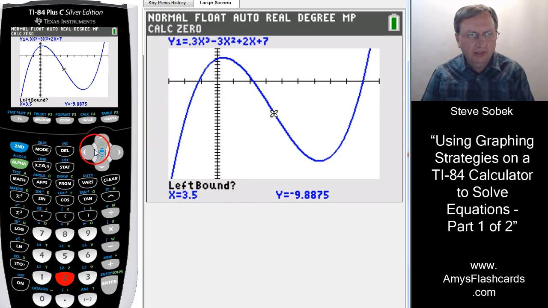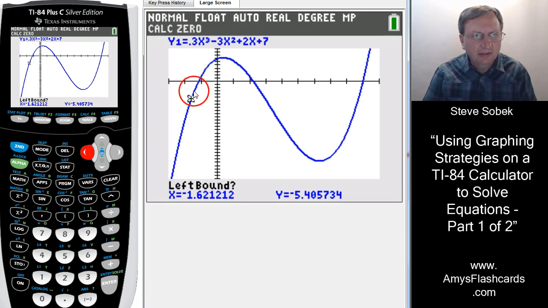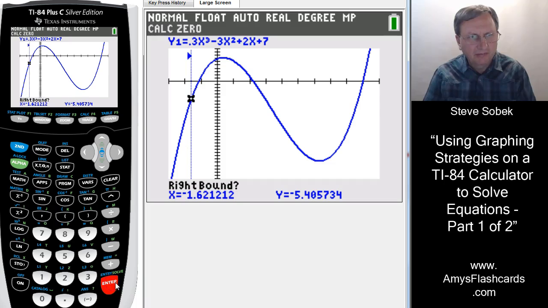So I'm going to hit my left arrow key and keep hitting that until we get a little bit to the left of this point, because that's prompting me for the left bound. So it wants to know, you're trying to find the zero of the function between what boundaries? Well, anywhere to the left of this point here is a good left boundary. Hit the enter key to accept that as a left boundary.